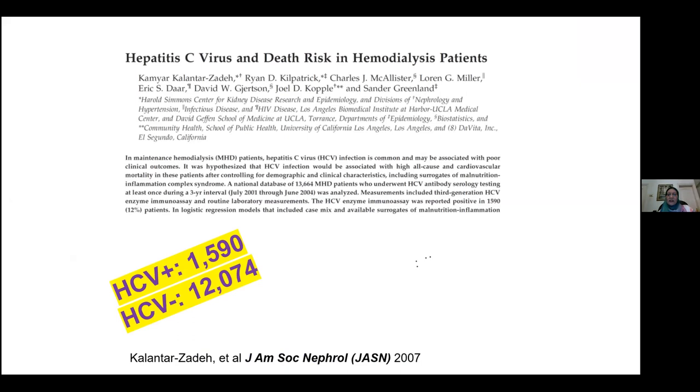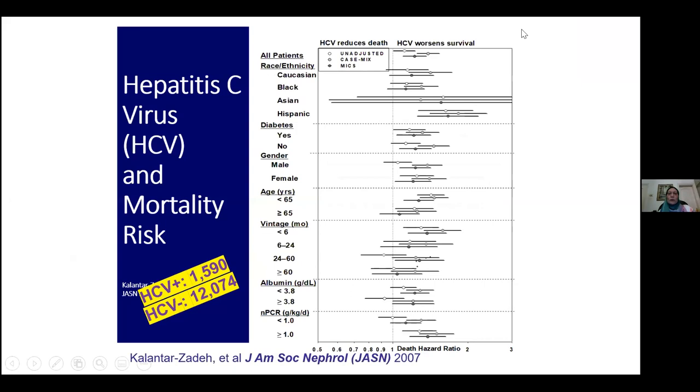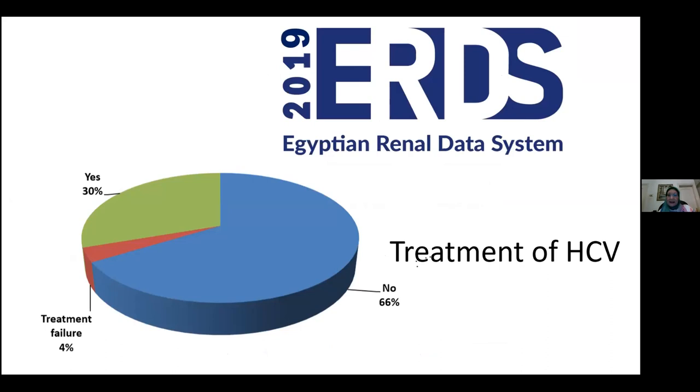But if you look at those where HCV worsens survival, this occurs in all groups, irrespective of the ethnic group, whether the patients are diabetic or not, whether male or female, whether the age is above or below 65 years, and so on and so forth. So this disease is really associated with mortality in dialysis patients. And in spite of that, the Egyptian renal data system in the year 2019 showed that only 30% of the patients on dialysis have received treatment. So this is a call to treat all our patients on dialysis for HCV.